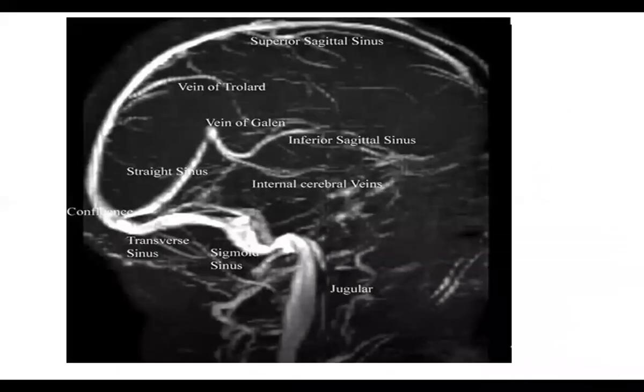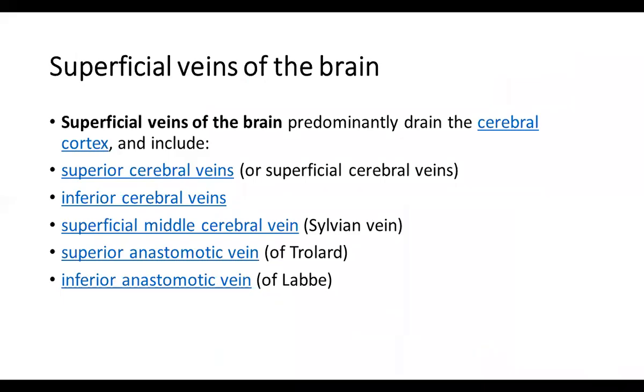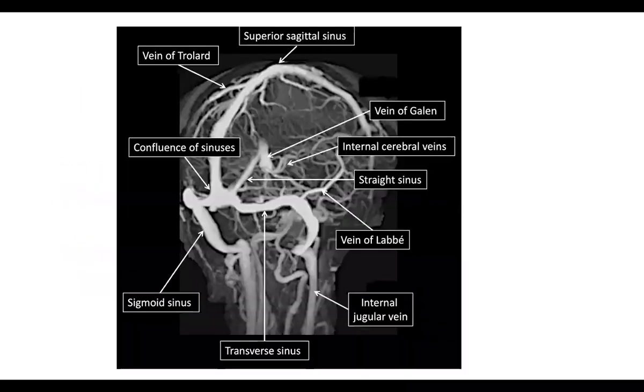This shows the venous drainage of the brain. Superficial veins of the brain predominantly drain the cerebral cortex and include the superior cerebral veins, inferior cerebral veins, and superficial middle cerebral vein, called the sylvian vein, the superior anastomotic vein of Trolard, and the inferior anastomotic vein of Labbe. Then the petrosal sinus, sigmoid sinus, and transverse sinus, draining to the internal jugular vein.